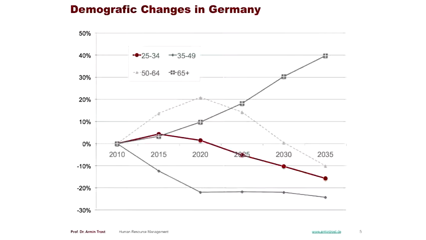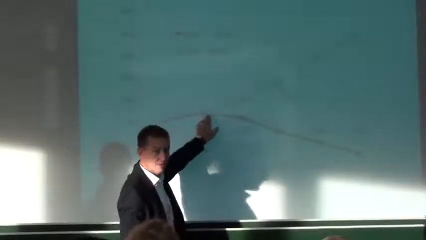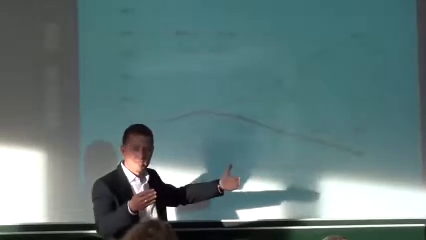What you can see here, this red line, these are those in the age of 25 to 34. Right? And the question is, in 2015, in 2020, and so on, how many people will we have in this age, compared to 2010? So here is 0, okay? And we'll see that until 2015, this population increases, so we will have more people in this particular age. And then the amount of people in this age will decrease.